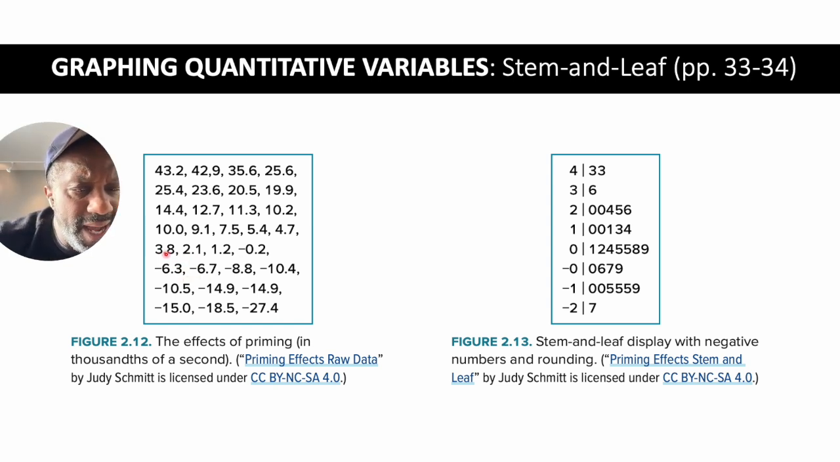Take a look here at negative 6.3. You can see 6.3 as negative 6. And negative 6.7 rounded up to negative 7. And hopefully you can see how that works.